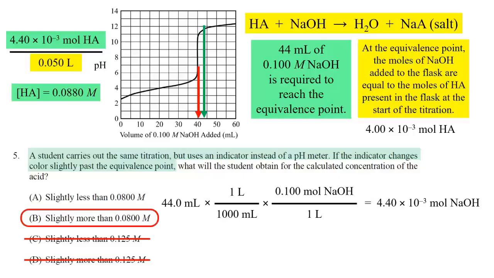So hopefully you can see that when you go a little bit past the equivalence point, your volume is too high, therefore your calculated number of moles of both sodium hydroxide and the monoprotic acid would be slightly too high. So the correct answer to number 5 is choice B. Based on this error of going past the equivalence point, the calculated concentration of the acid would be slightly more than 0.08 moles per liter. Now, as we move on to question 6, it's the same titration curve, but now we have a different question to consider. Let's go ahead and take a look at question 6.